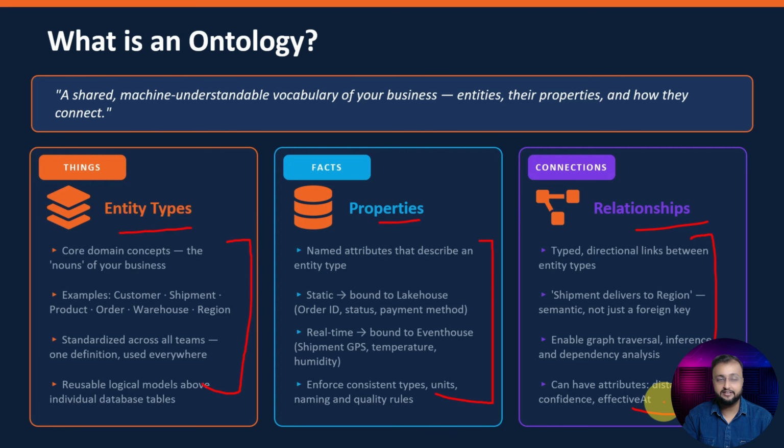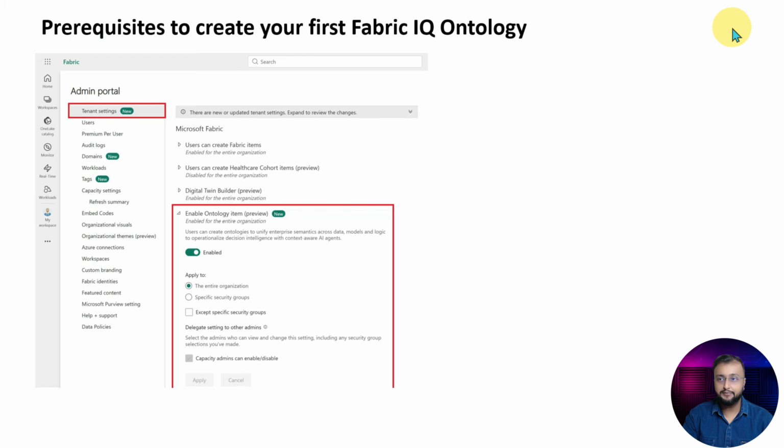But before we get started with ontologies, there are certain settings that we need to enable from our Power BI admin center in order to use the Fabric IQ ontologies. So what are those features? Let's talk about that. Number one feature you need to enable: go to the tenant settings from your admin portal and make sure you enable the ontology item. This feature is enabled in preview.